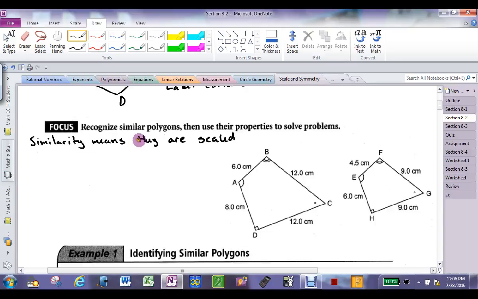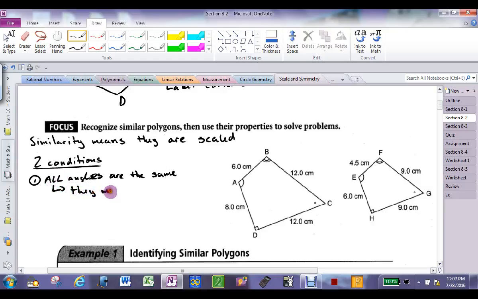So first we got to check if they're similar. To be similar, there are 2 conditions. Condition 1. All angles, just the angles, all the angles are the same. But there's a warning there. They must be in the same spot. Okay? So let's check that.